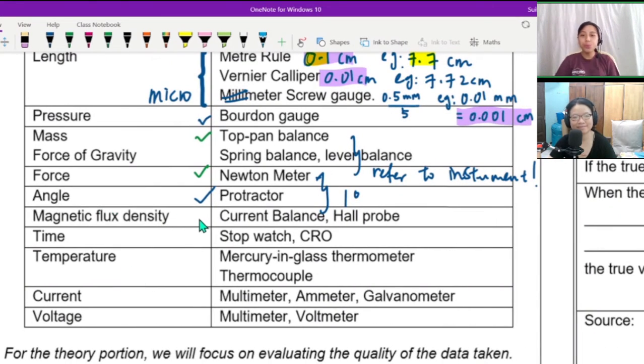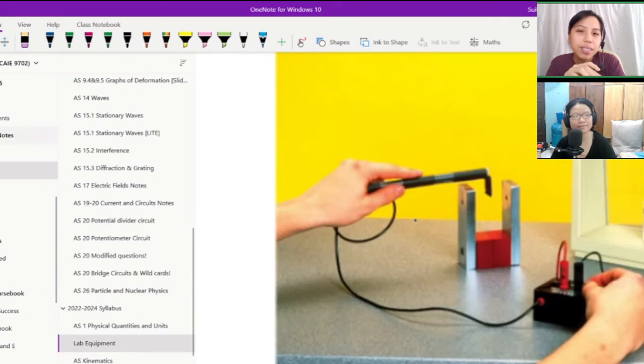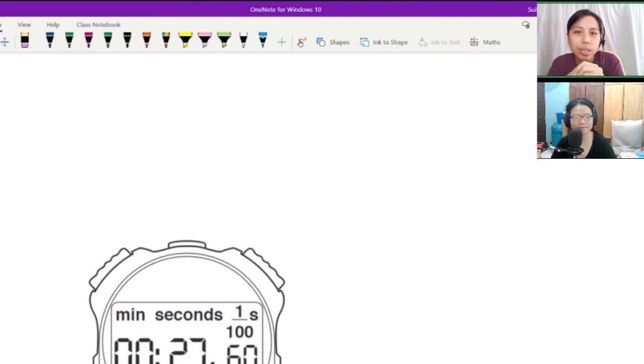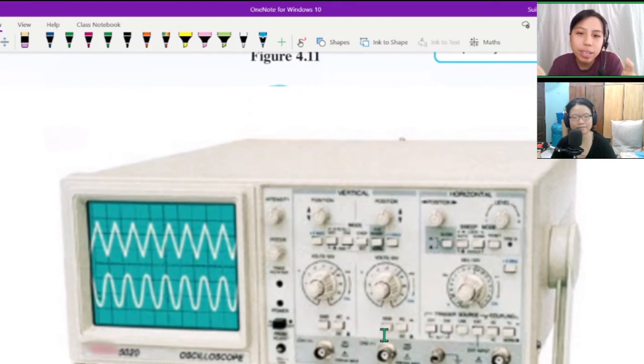Time. Time is measured with a stopwatch or a CRO. Now, we have a stopwatch to show you in a little bit, but let's look at the CRO first. A CRO, we'll learn more about it in another video, especially since we'll be seeing it a lot in waves. This is to measure wavy shapes. Generally, a CRO looks like this.